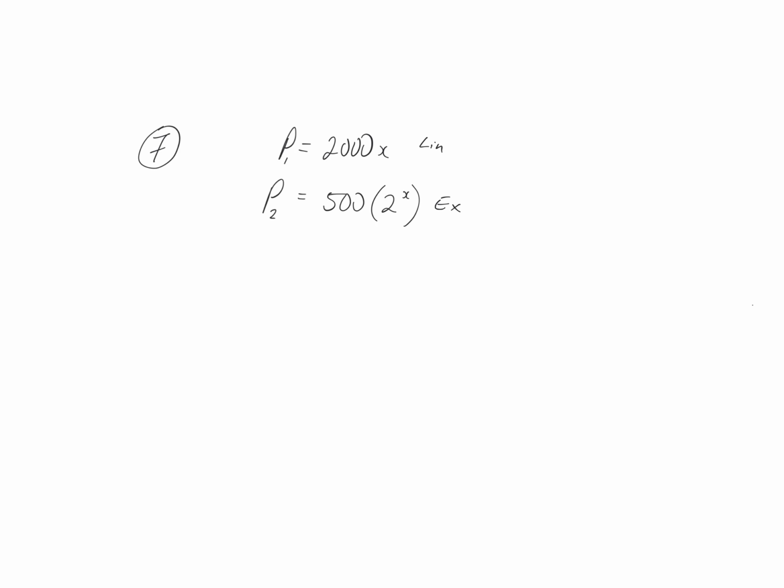5 weeks after the advertising campaign begins. So we have to basically solve these equations for x equals 5. So P1 would equal 2,000 times 5, which would be 10,000. And P2 would equal 500 times 2 to the 5th, which is 32.